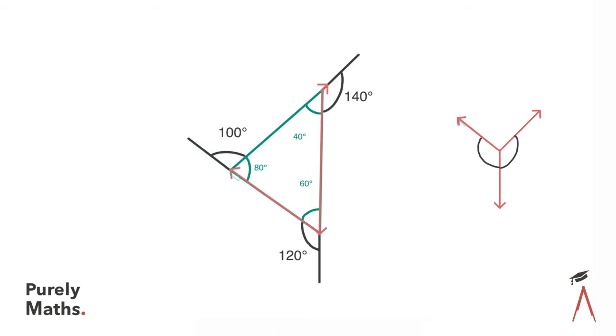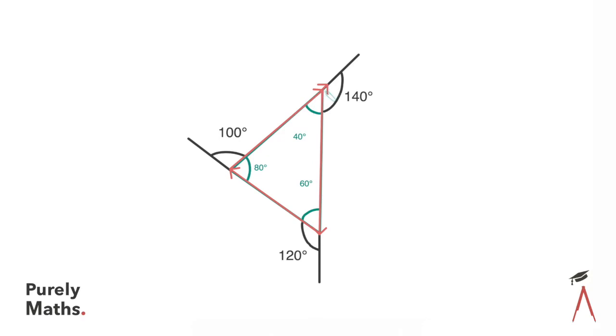Now you're facing this direction, so you're going to need to turn right again, and hopefully you can see you're turning through that third exterior angle, and then you keep walking until you get to the beginning. And here you end up facing the same direction you started.